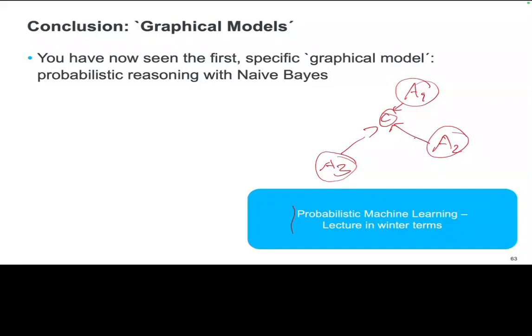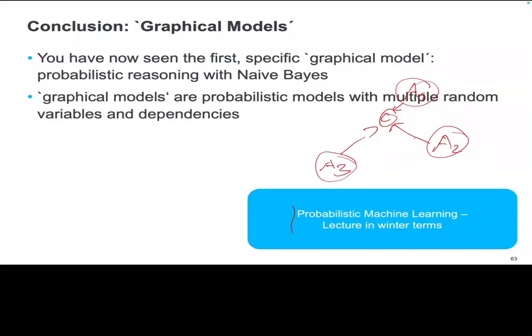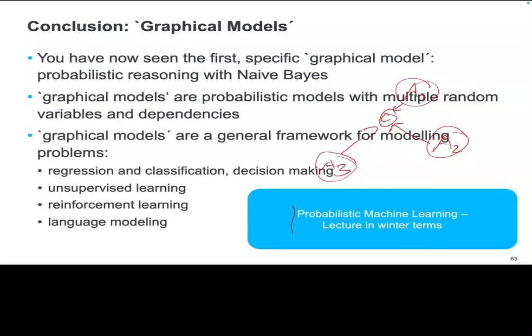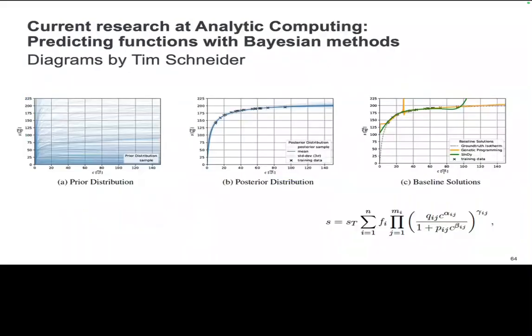And in this probabilistic machine learning, we describe more general ways of how interdependencies between random variables can be described and how this can be exploited and how causal reasoning can be built on top of that. Graphical models are generally probabilistic models with multiple random variables and dependencies, and they are a general framework for modeling with probabilities for both regression and classification, for both unsupervised and supervised learning. They're also used for other kinds of problems like reinforcement learning or language modeling. This is also some of the research that we currently pursue.